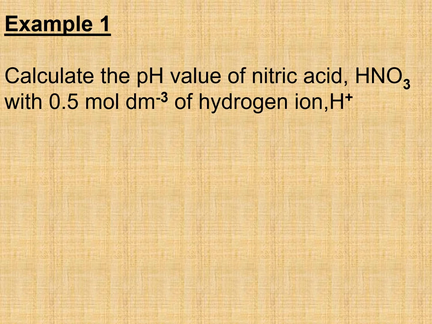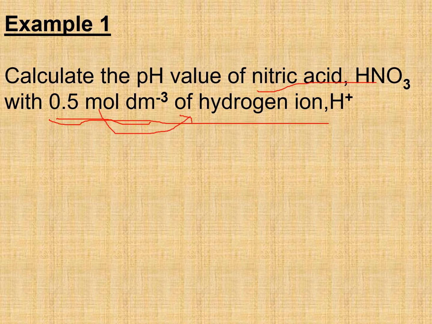Now we go to example 1. Okay, I need you to be ready with your calculator. Calculate the pH value of nitric acid with a 0.5 mole per dm cube of hydrogen ion. So given to you is 0.5 mole per dm cube. What is 0.5 mole per dm cube? Yes, it is the concentration of nitric acid. Thus, it is also the concentration of H plus ion.